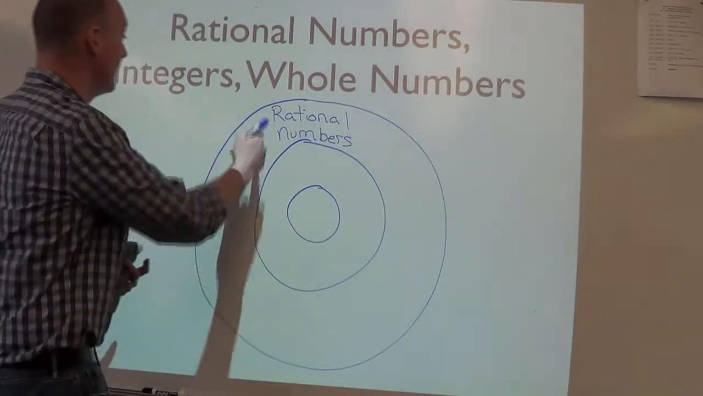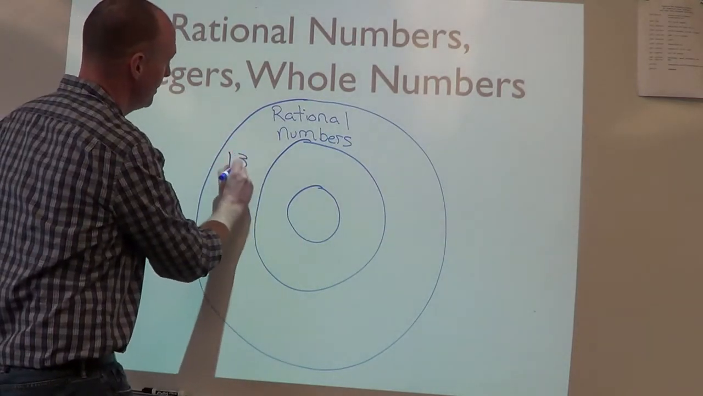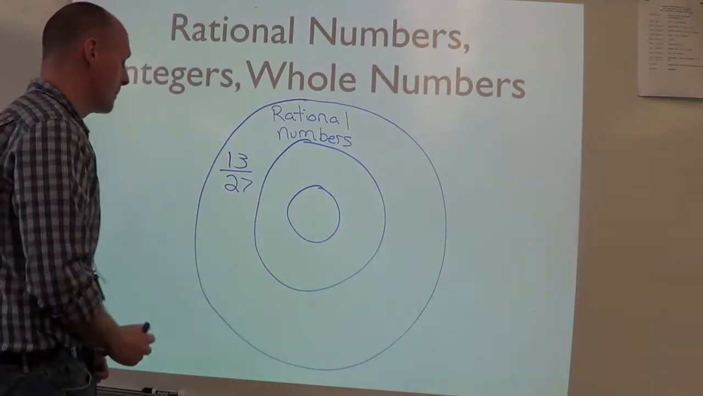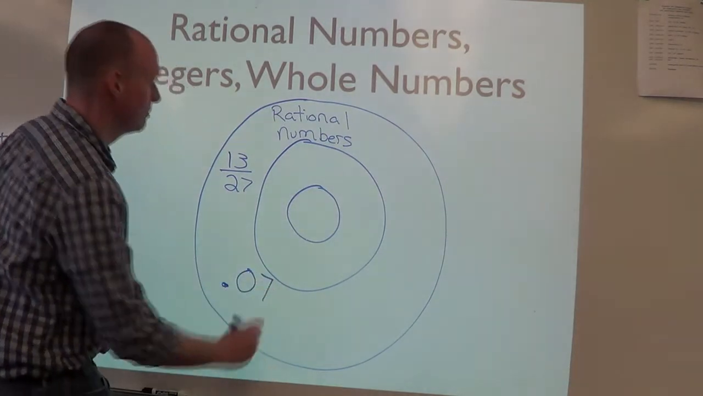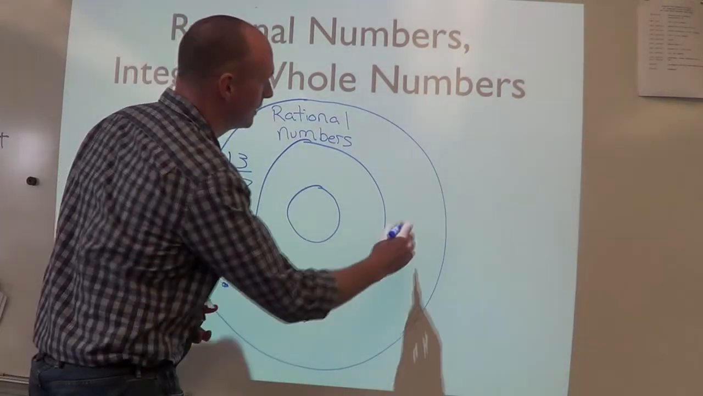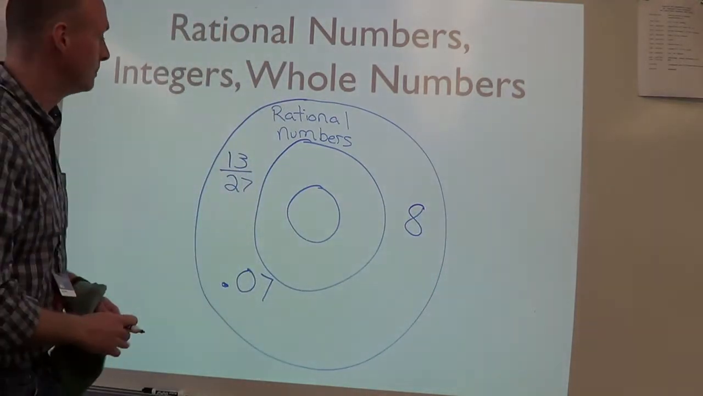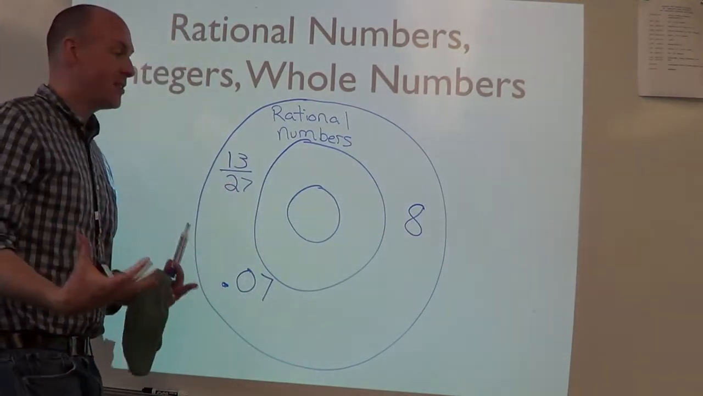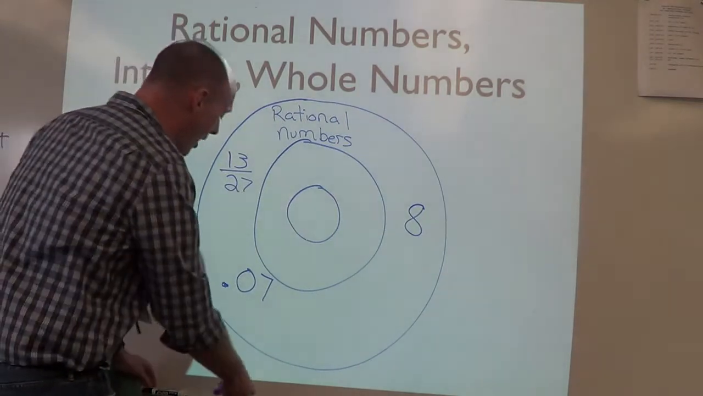My example, again, if it can be written as a fraction, it's a rational number. So I'll pick 13/27. It's rational, can be written as a fraction. Next I will pick 7/100, another rational number. And one more rational number, I'll pick the number 8. Again, because it can be written as a fraction. Rational numbers is a very, very big set of numbers. And a smaller set of numbers are our integers.